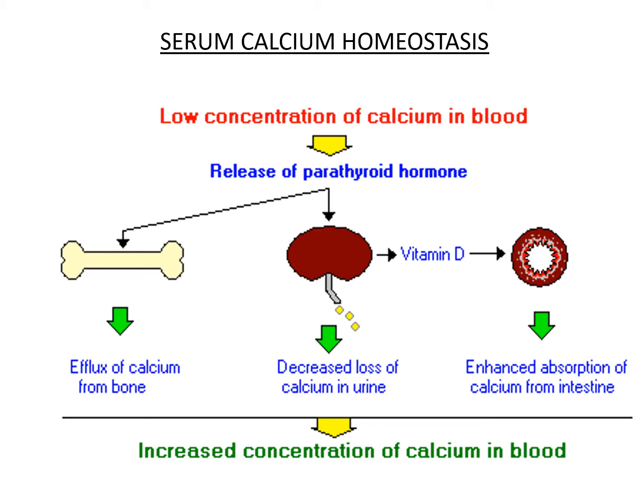It's going to accelerate vitamin D production, the active vitamin D called calcitriol, in the kidney. And it's also going to stop calcium loss in the urine. It's going to stimulate reabsorption of calcium. And finally, the active vitamin D that's been produced in the kidney will increase calcium absorption in the gastrointestinal tract. So all of these effects have the sole aim of increasing serum calcium.